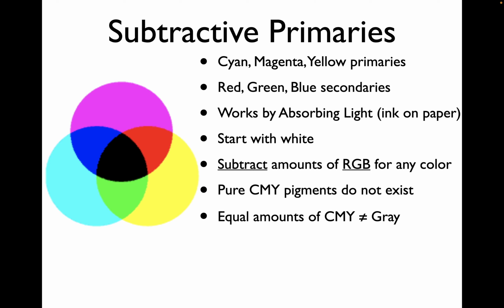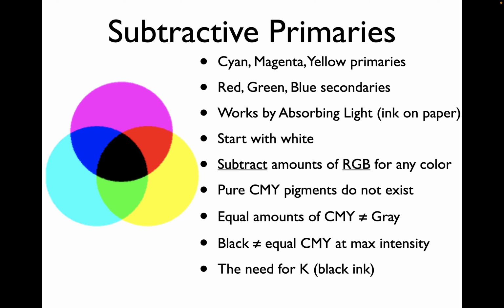The problem with CMYK is that depending on what your tonal brightness is, the ratios of CMY change radically. And the people who have actually figured this out are scientists working in math that no one in this room ever wants to face. Black is not equal to amounts of CMYK at its maximum intensity, and that's why you end up needing K for black.